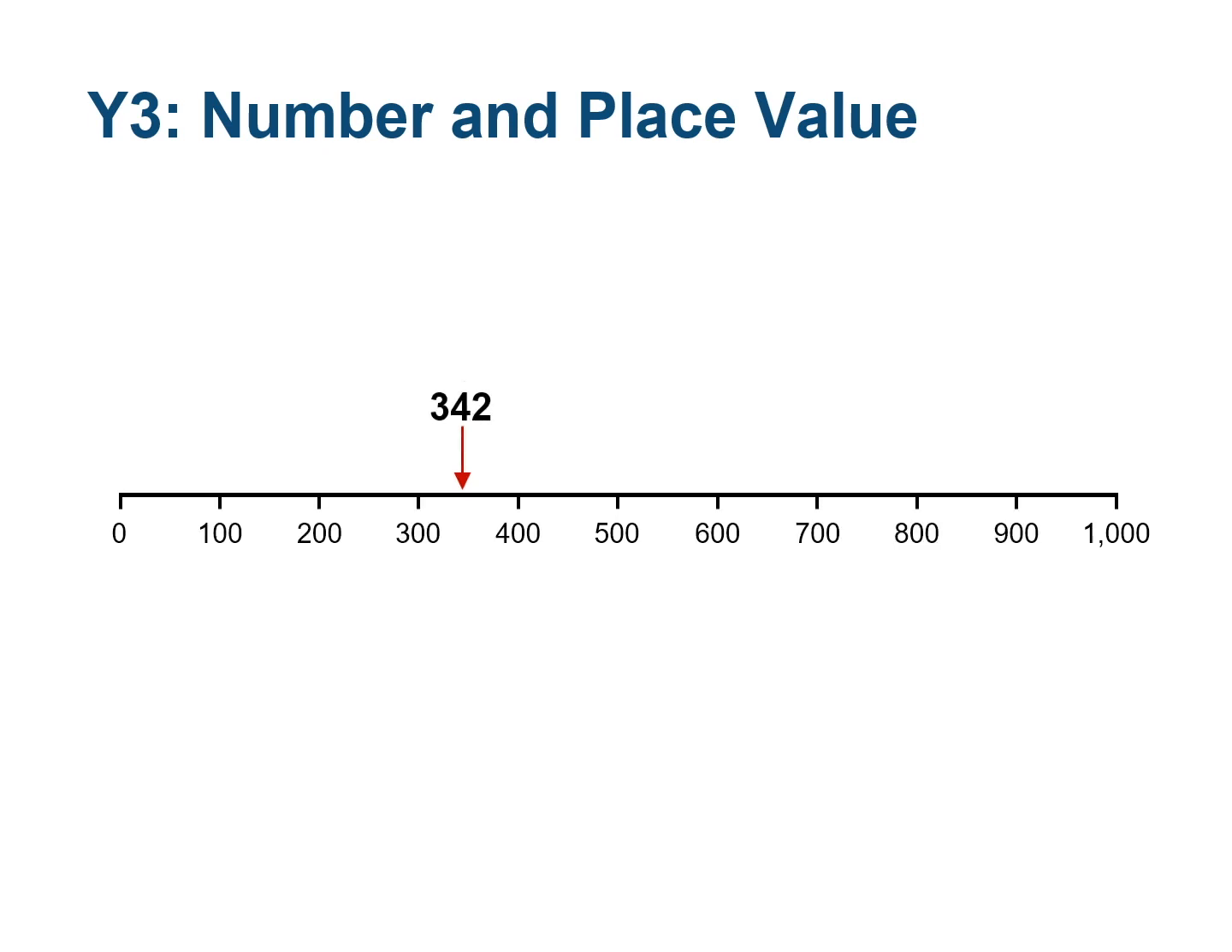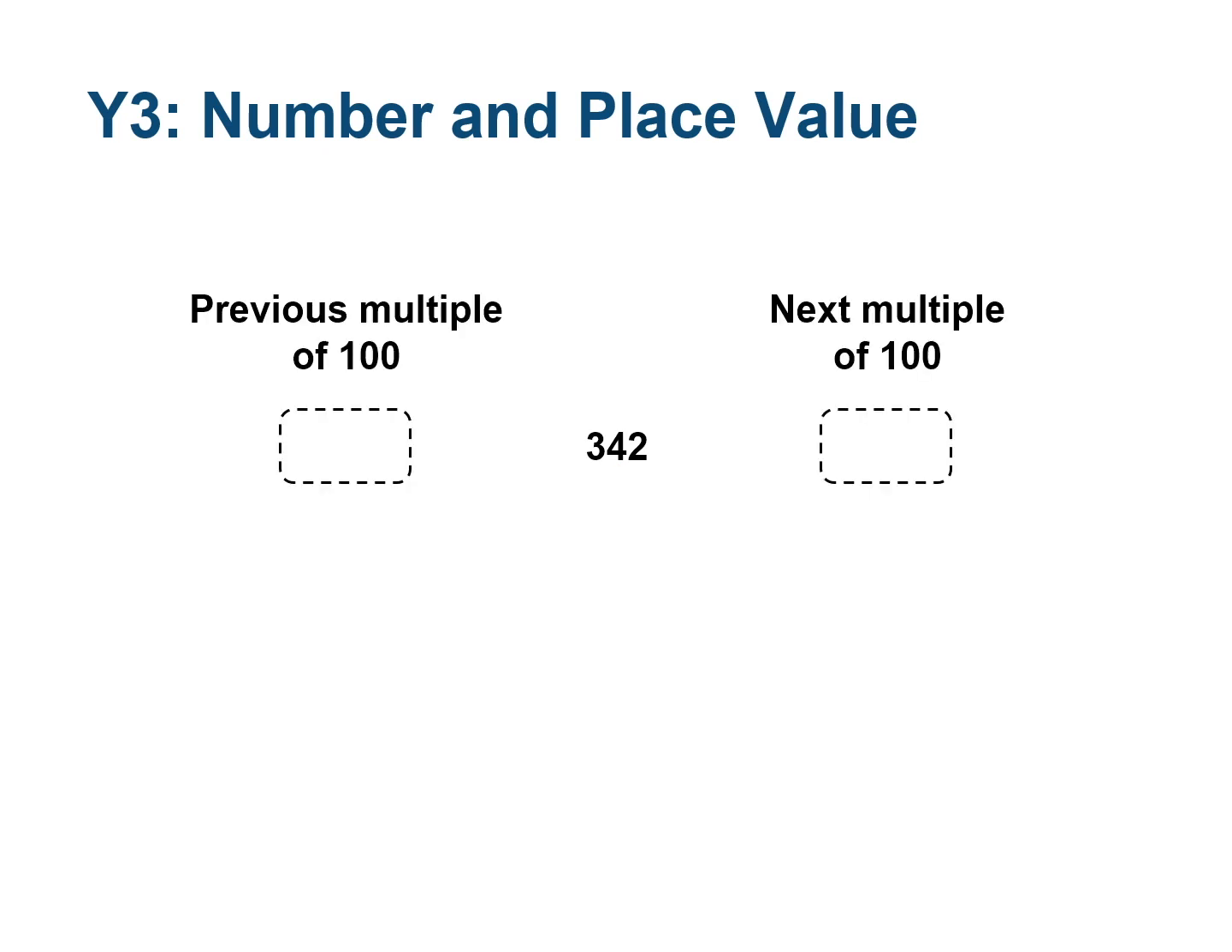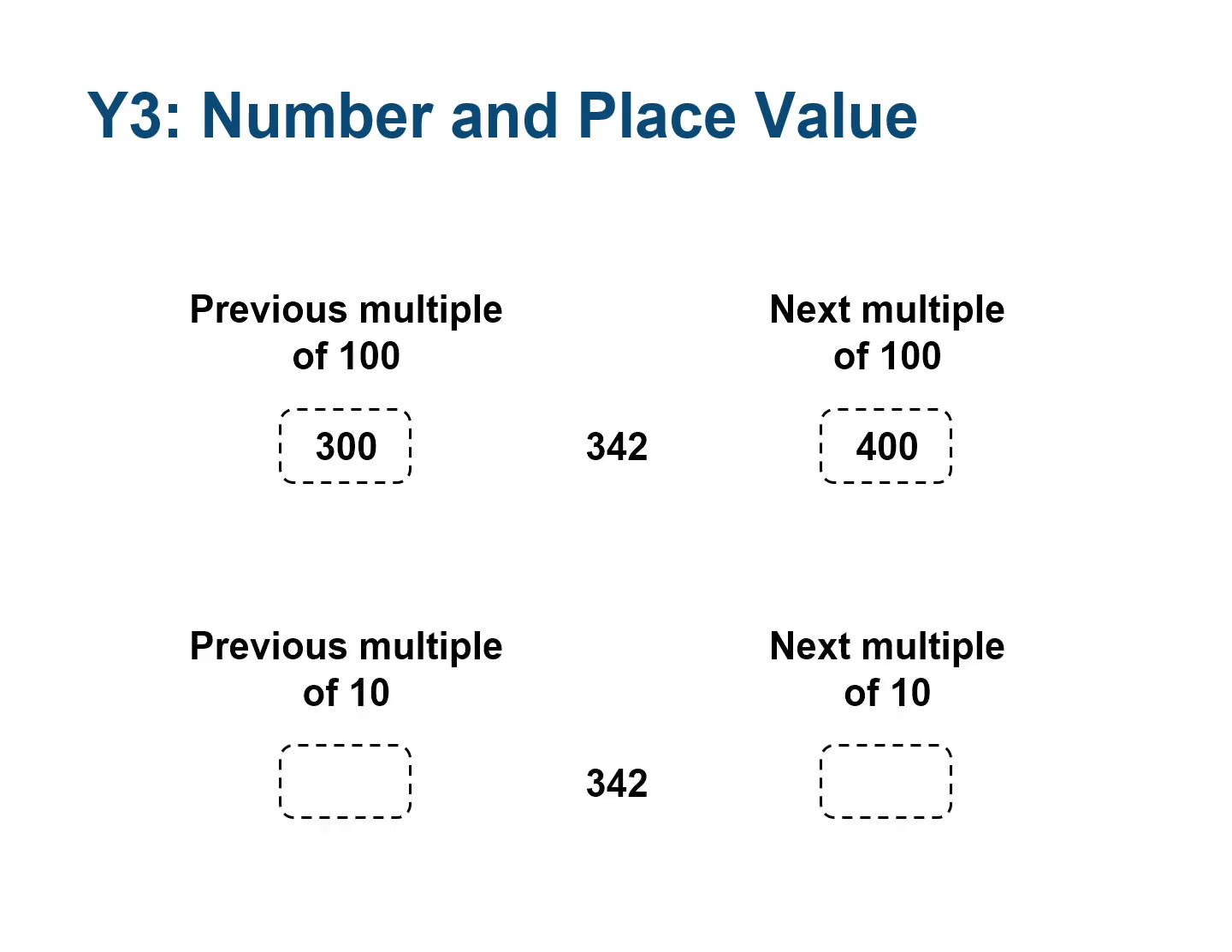Pupils should have sufficient understanding of the number system to identify the previous and next multiple of 100 and the previous and next multiple of 10. And they should be able to do this without a number line. So the previous multiple of 100 is 300 and the next multiple of 100 is 400. The previous multiple of 10 is 340 and the next multiple of 10 is 350. And this will prepare pupils for learning to round numbers in year 4.